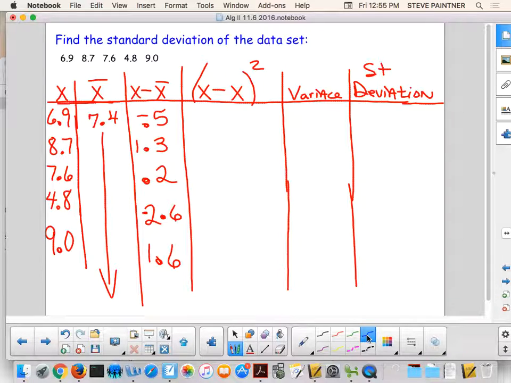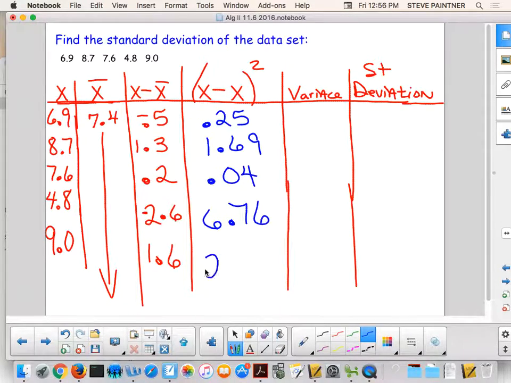I do want a little bit of help here. Some of this I can do in my head. This one has got to be that. 1.69, 1.69, yep. 0.04, 6.76, 2.56. 2.56, okay. Okay. That squaring column gets a little messy, and I think the next one you do is even more messy. Okay?